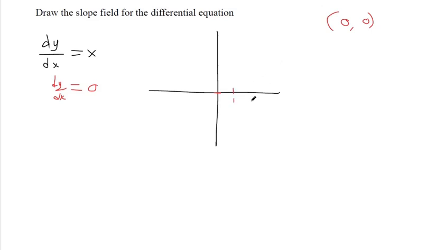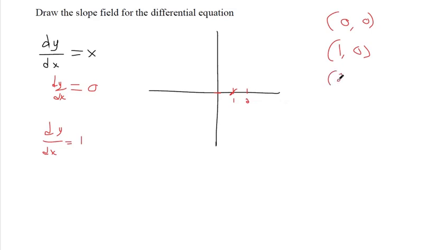So let's go over to 1, comma 0. If I plug in 1 for x into my equation and 0 for y, well, there's no place to plug in y. That's okay though. If I plug in 1 for x, I've got a slope of 1, right? So if you were to draw a slope of 1, it should go up 1, to the right 1, up 1, to the right 1. But we're just going to draw a tiny little slope here. That way we can see how all the slopes are interacting over the entire graph.